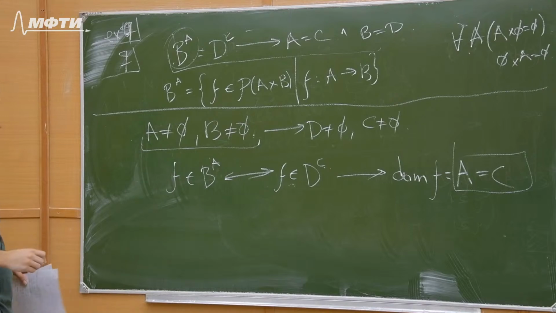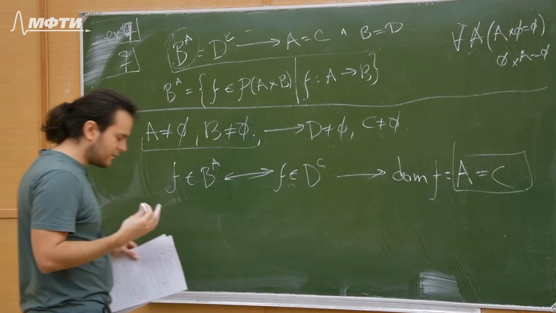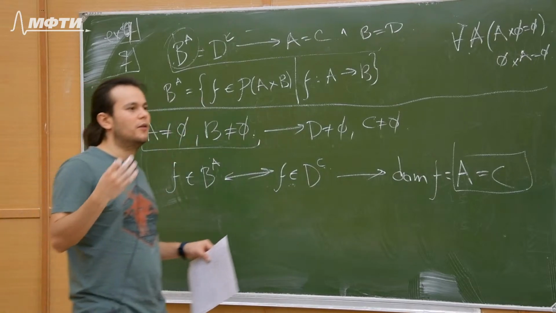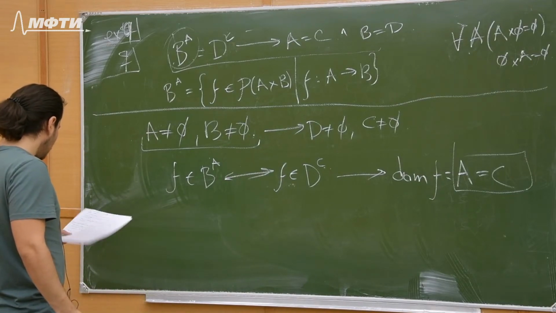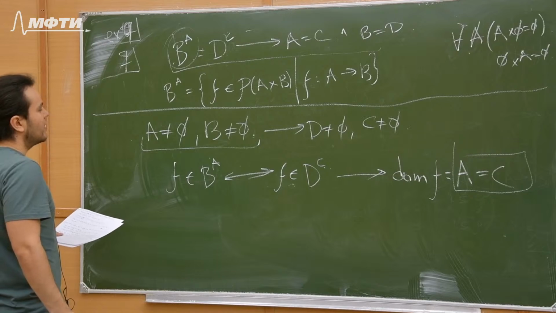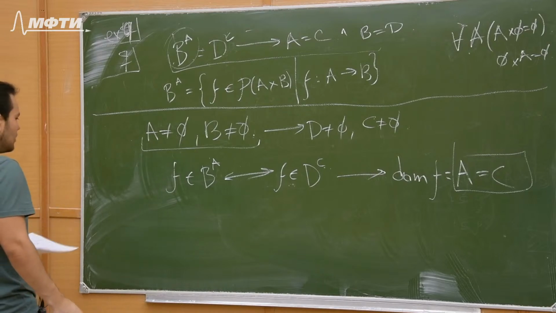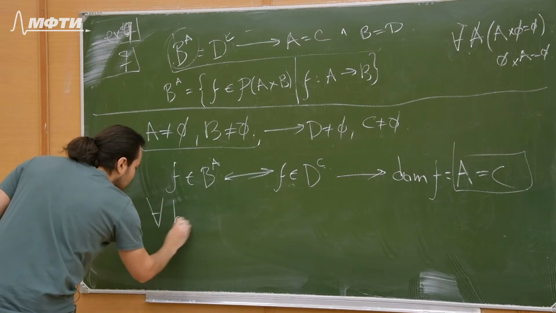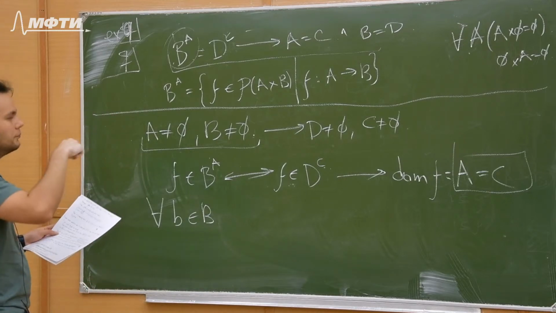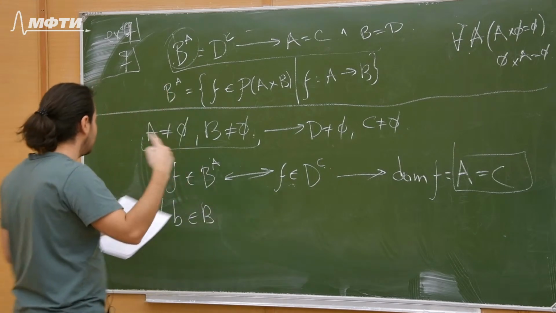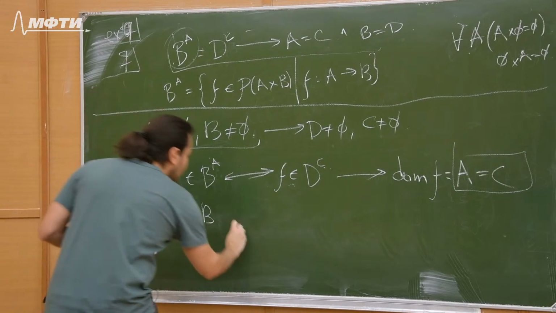Okay? This is just from the properties of a function of being total, of being functional. Okay? And now, so we have that A is equal to C, what about B and D? So let's take, for all b in capital B, right? So B to the A is a function from A to B. So let's take all the elements from B and let's define the following function.